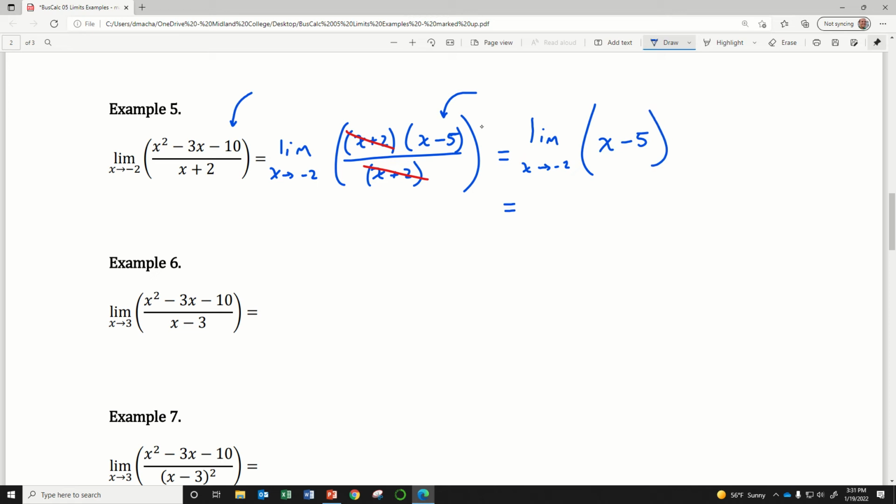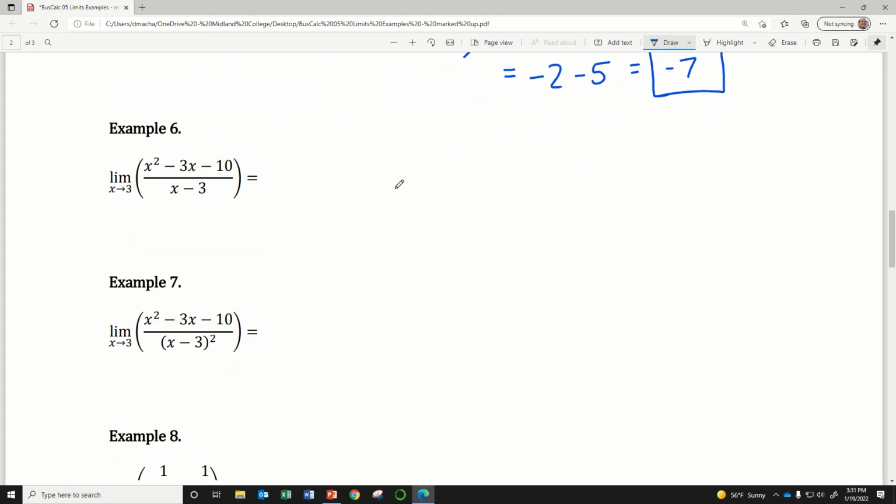And this is actually pretty easy. If I just plug in -2 for x, -2 minus 5 is -7. And so here, for this rational function, x equals -2 represents a point discontinuity, like we've looked at earlier. Let's look at example 6.